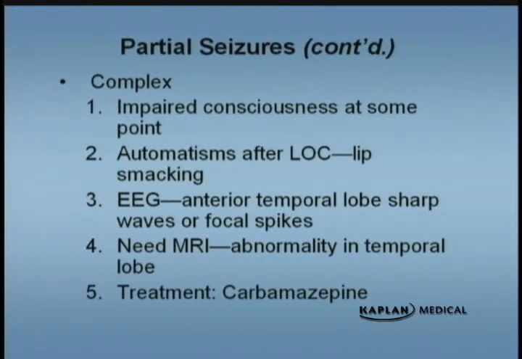The complex partial seizures will have some impaired consciousness at some point. Look for automatisms like lip smacking, somewhat like we discussed with the subtle seizures in the neonate. The EEG will show anterior temporal wave abnormalities. These patients will need an MRI as part of their workup, and you can see temporal lobe abnormalities on the MRI. And the treatment of choice is carbamazepine. So you may get a question where they describe a complex partial seizure. They'll say, what's the next step in the management of this patient? You want an MRI.